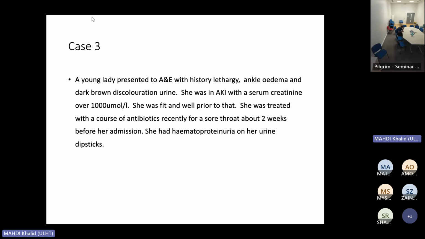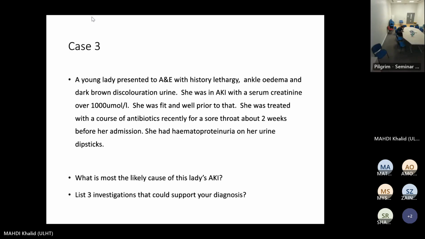So what is this one? Post-streptococcal glomerulonephritis. So you get the idea. That's a very suggestive history, and typically they present with a gap. It presents between 10 to 20 days after the insult. What would you test? ASO titer, complement levels, and renal biopsy if you need one.